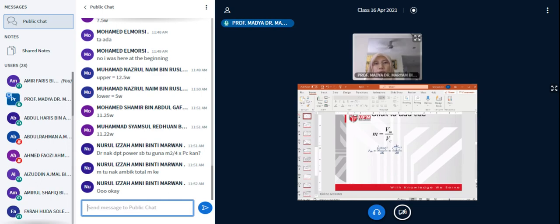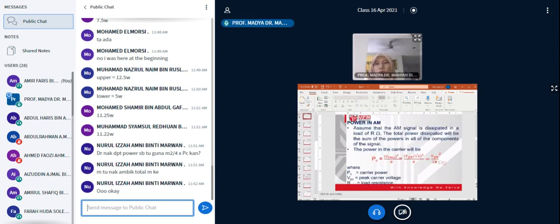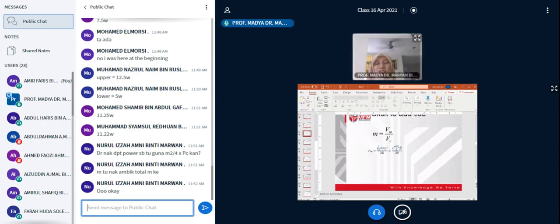So this is the original, but when you put in Vm as M Vc, then you can substitute and rearrange this equation, because we know that Pc is V squared over 2R. So from here, you take out Vc squared over 2R, then you get the Pc part and then the M over 4. That is why you get this formula, M squared over 4 Pc, for one sideband only.